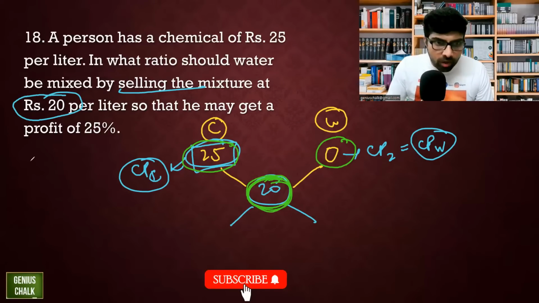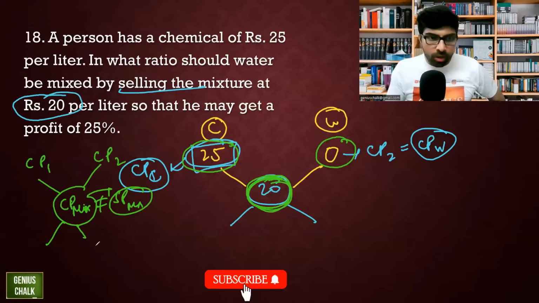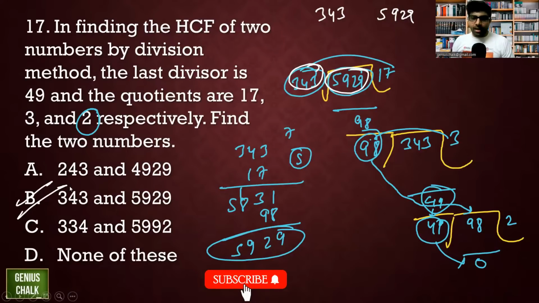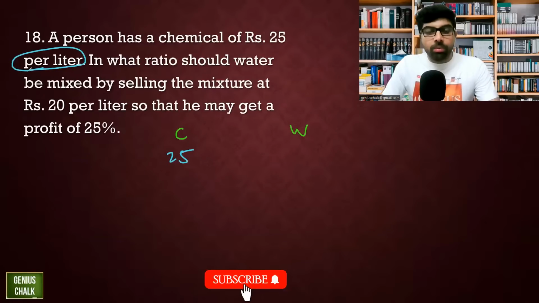No. The point is, if you are taking cost price here and the second time also cost price, then please take the cost price of mixture here. Don't take the selling price of mixture here. This is what most students will do in this question. Otherwise the question is easy. So this is the chemical, right. This is water. Water, nothing is given. We assume it's 0. So 25 rupees per liter, quantity given. Fine, there is no problem.